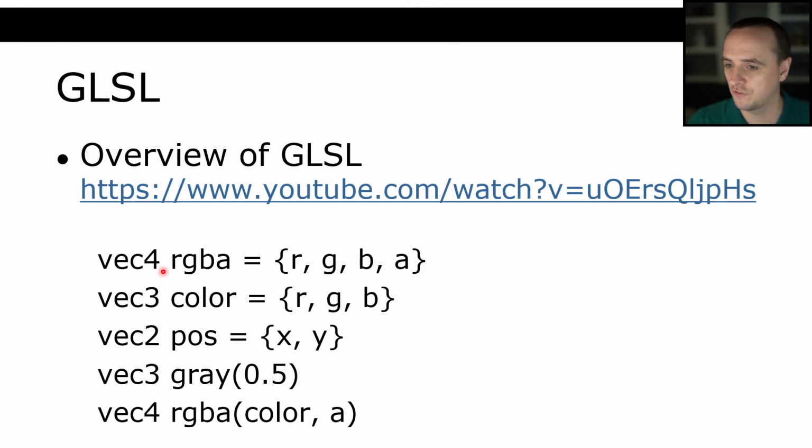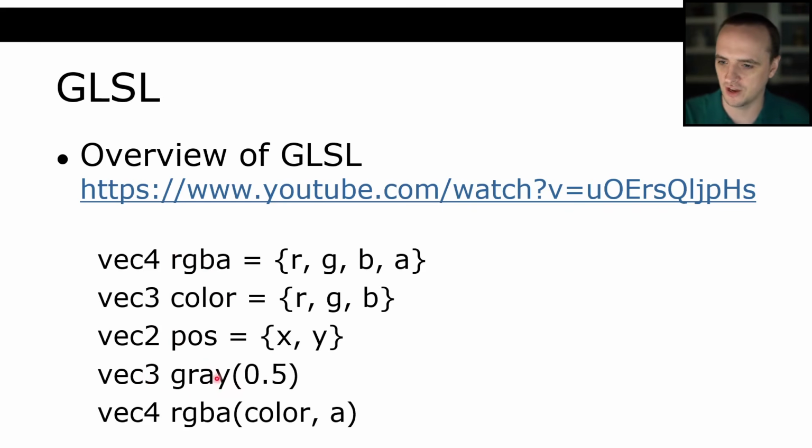And so a vec4, for example, can represent an RGBA color. So red, green, blue, and alpha. So if we say vec4 RGBA or vec4 color equals something, just like we could in C, then that is defining a vector with 4 elements. Similarly, vec3 color could just be the RGB. A position could be an X and a Y.